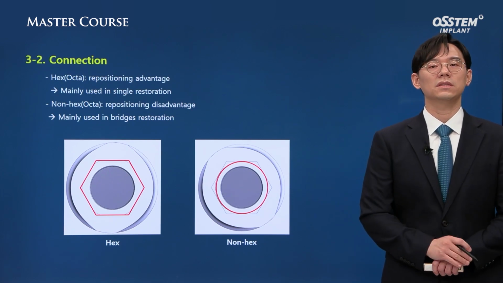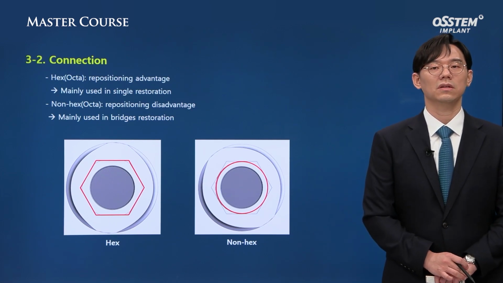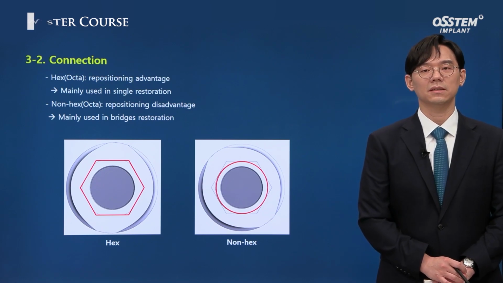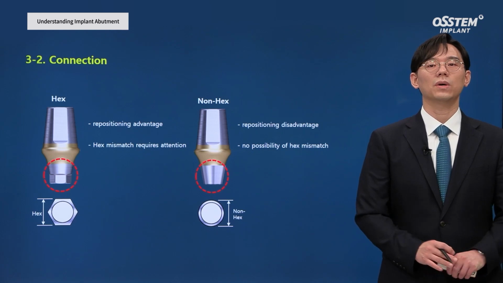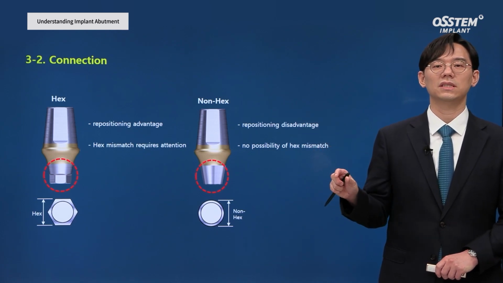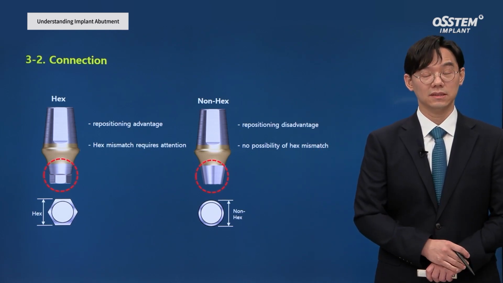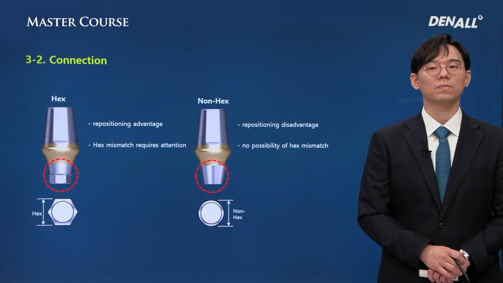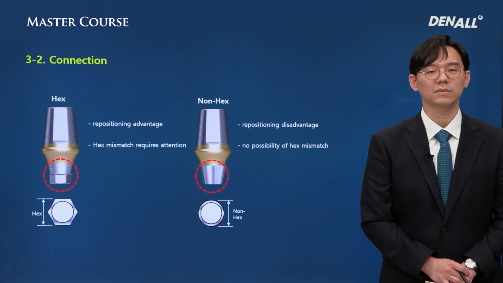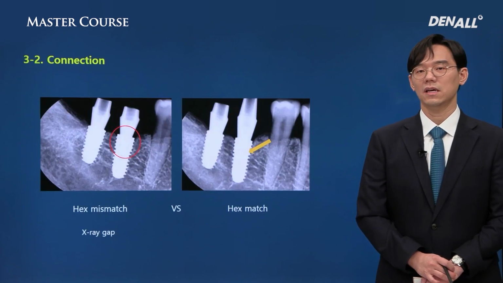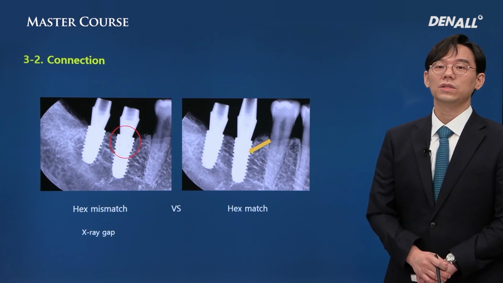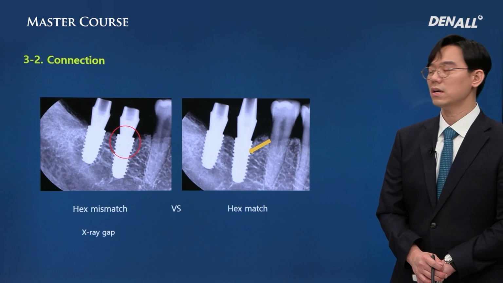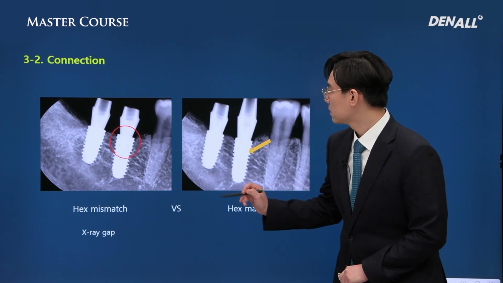As for hex, it is very convenient to reposition the abutment, and for non-hex, because the connection area is wider, it is structurally more stable. Conversely, with a hex abutment, you need to check whether it goes in fully, and whether there's any underseating. You should check with an X-ray image to see if there's any gap. With non-hex, there's nothing interfering, so there's less possibility of underseating. You need to habitually check whether there's any underseating or whether the hex has gone through.